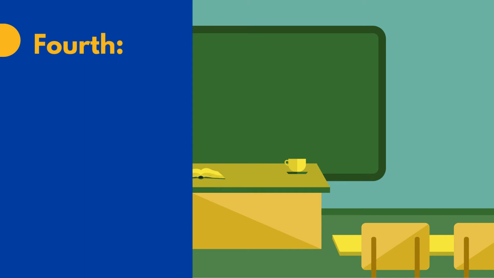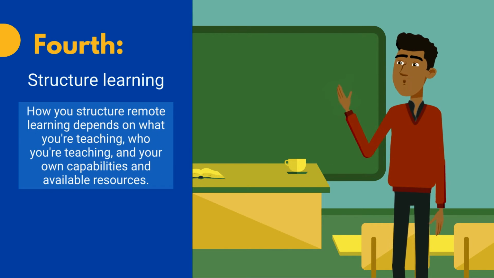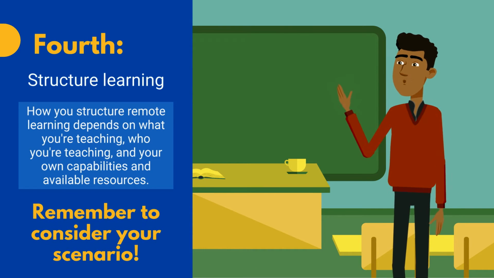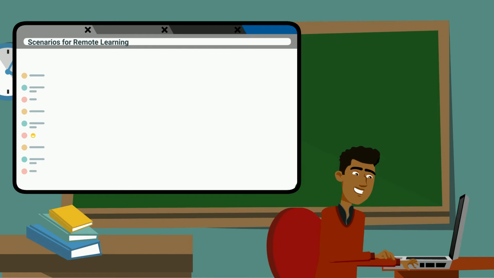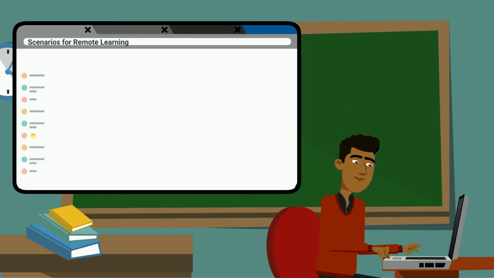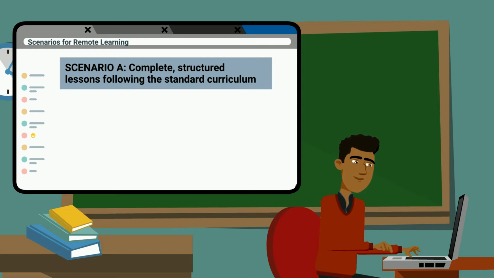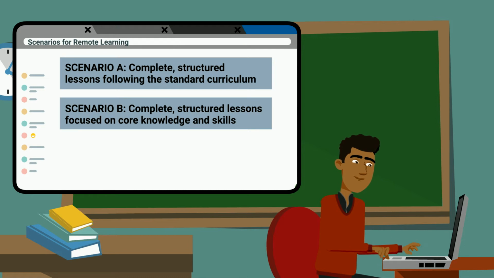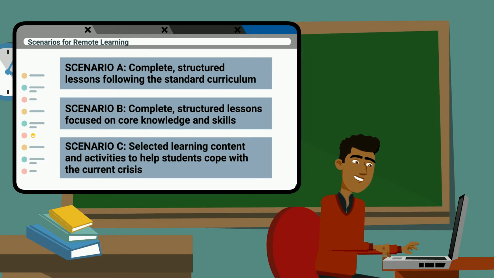The fourth task is to structure learning. How you structure remote learning depends on what you're teaching, who you're teaching, and your own capabilities and available resources. There are 3 most likely scenarios. A. You are expected to teach structured lessons and complete the standard curriculum as always. B. Your structured lessons will focus mainly on core knowledge and skills. C. You will focus on content and activities that will help students cope with the current crisis.